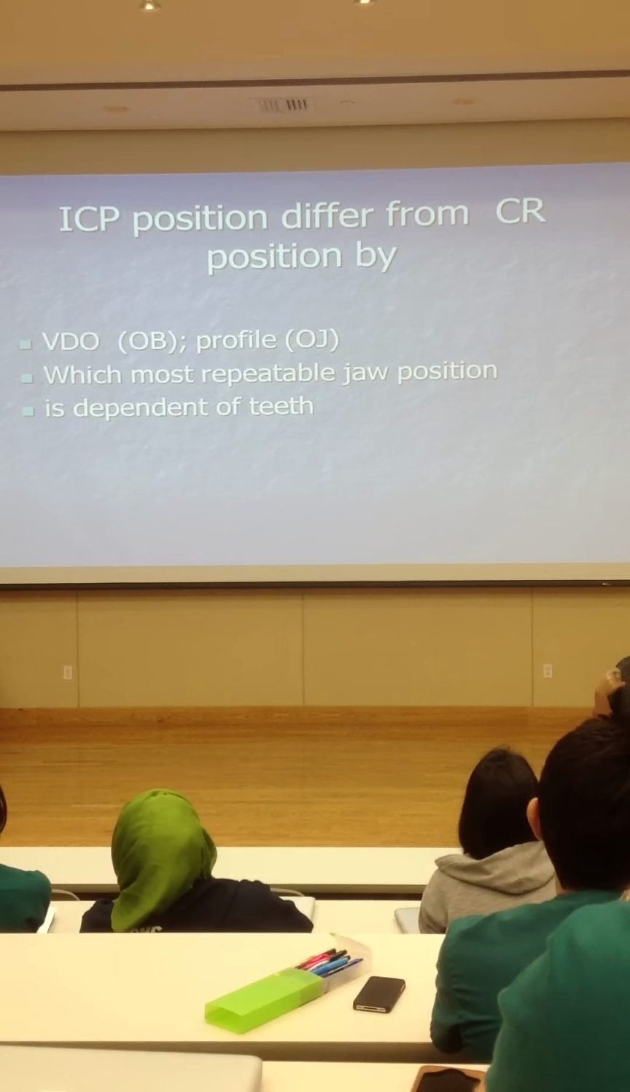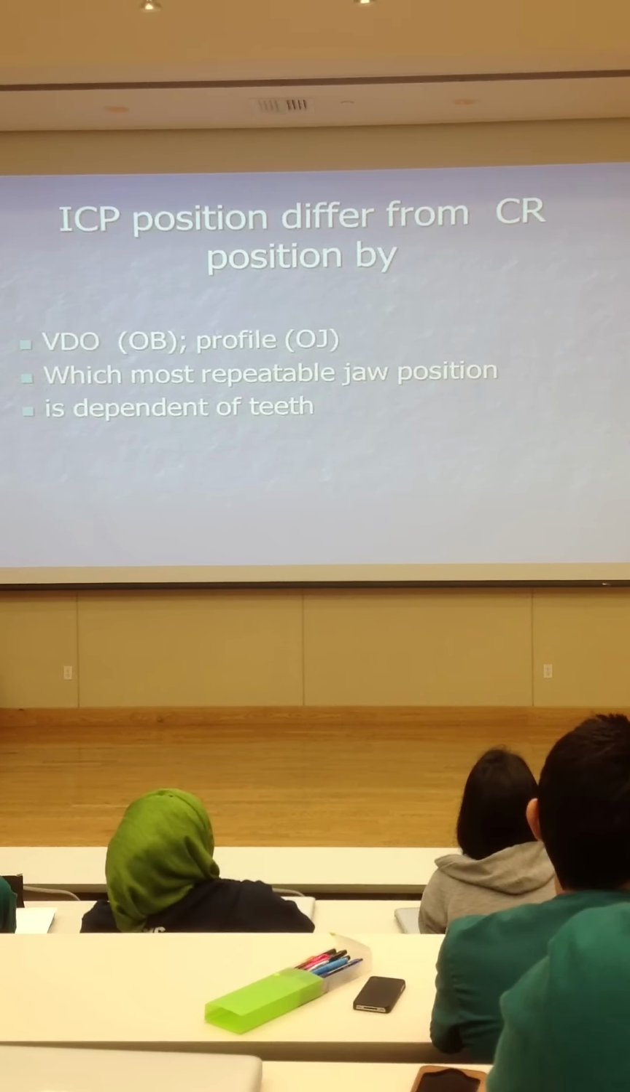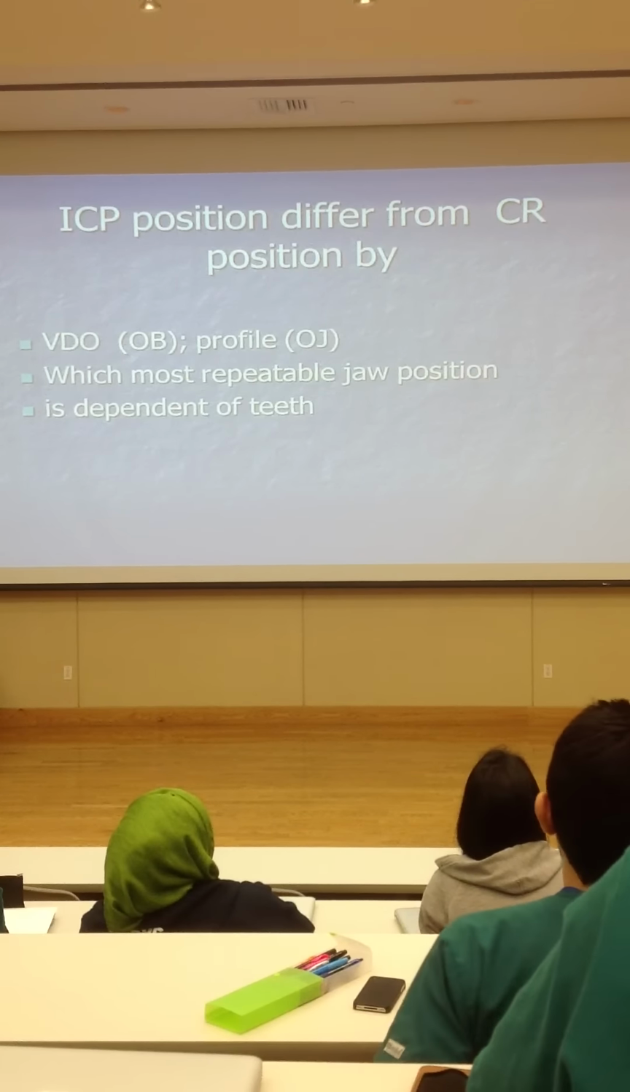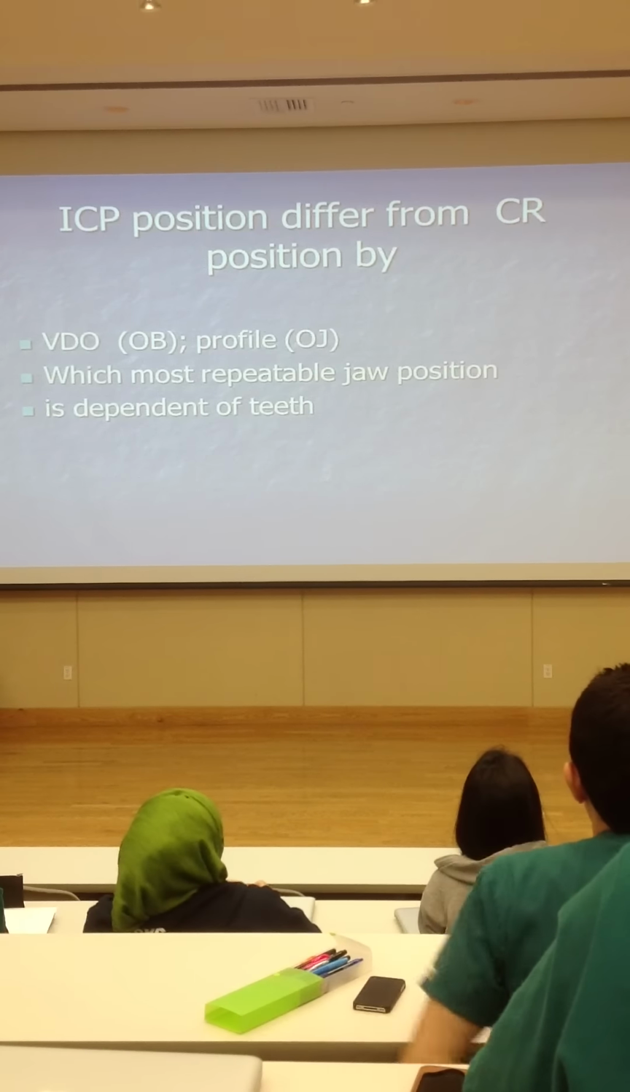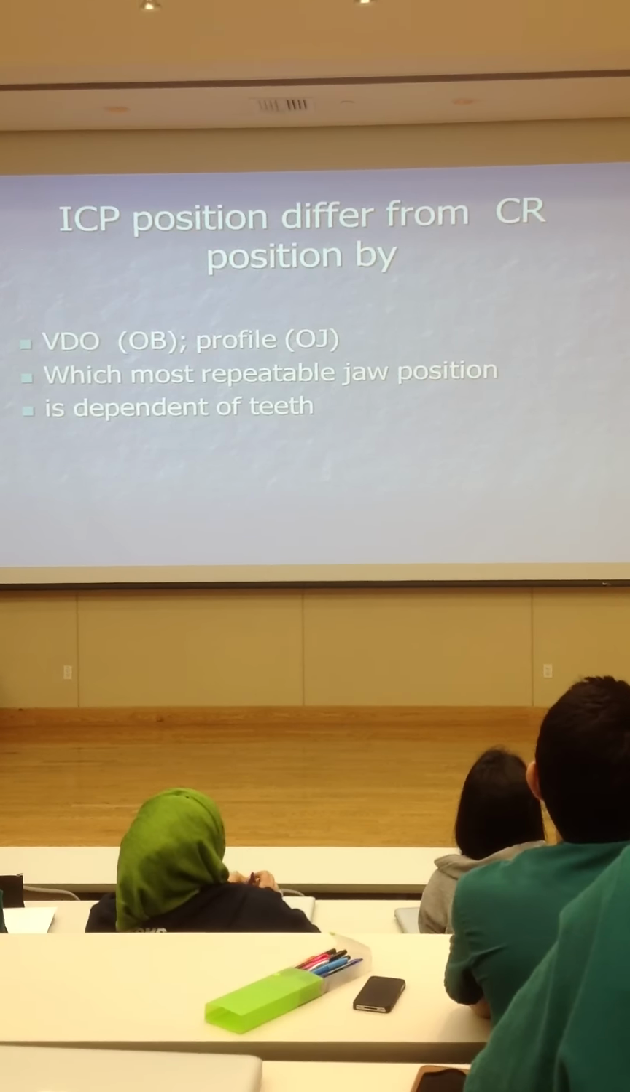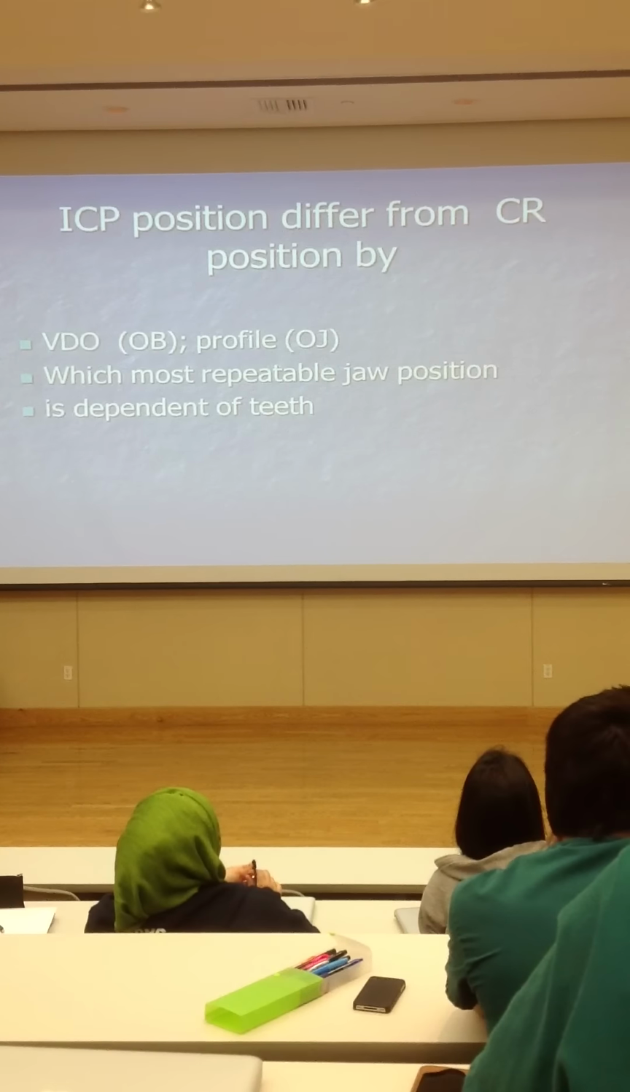The only reason we're using centric relation is because when there are no teeth, listen carefully, when there are no teeth, there is no other reference. When there is no other reference, this is supposedly the most reproducible position. Okay?